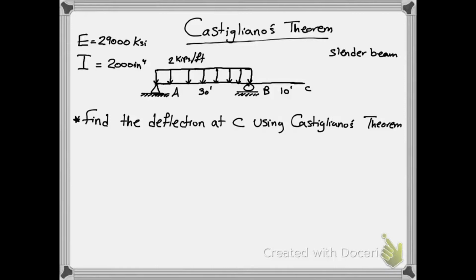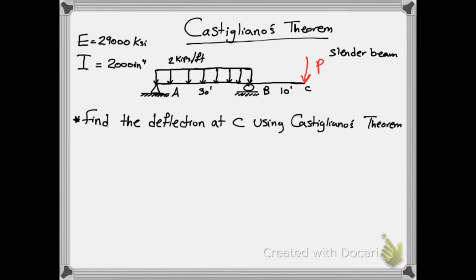Hello, in this video we're gonna do a quick review of Castigliano's theorem to find the deflection at point C. One rule to remember is that in order to use Castigliano's theorem, there must be a concentrated load at the point of interest and the deflection must go in the direction of that load. So looking at our problem, we don't see a concentrated load at our point of interest, which is point C. So we're going to apply a dummy load at point C, like this, and call it P.